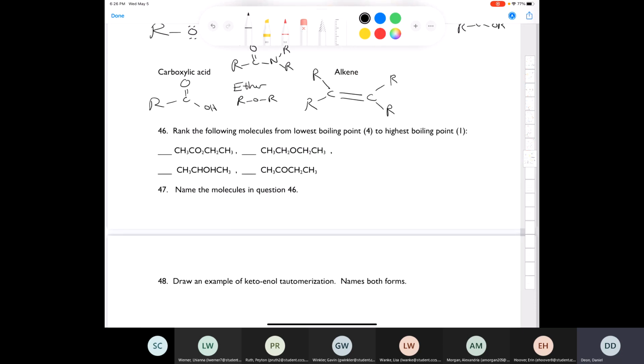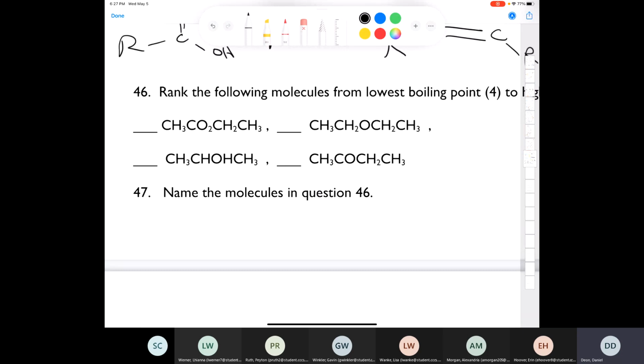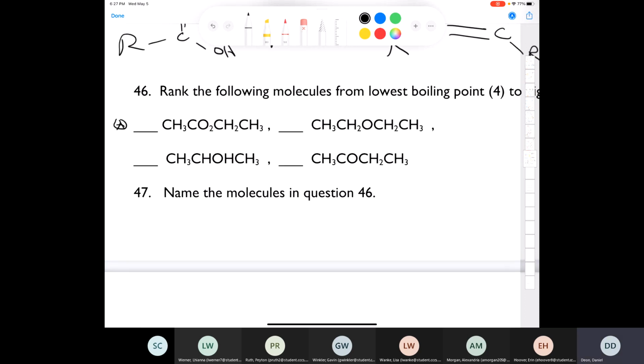Okay, question 46. Rank the following molecules from lowest boiling point to highest boiling point. We're kind of obsessed with these boiling point problems. Hey, I just want to throw this out there to my students. Is there any one of these molecules that to you just looks like, yep, that's got the highest boiling point? Why don't I call them A, B, C, and D? That way you can describe it easier. Is there any one of these that kind of looks to you like, yep, that's going to be the king of the castle?